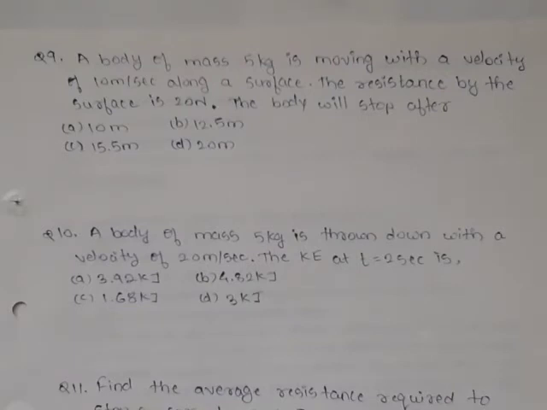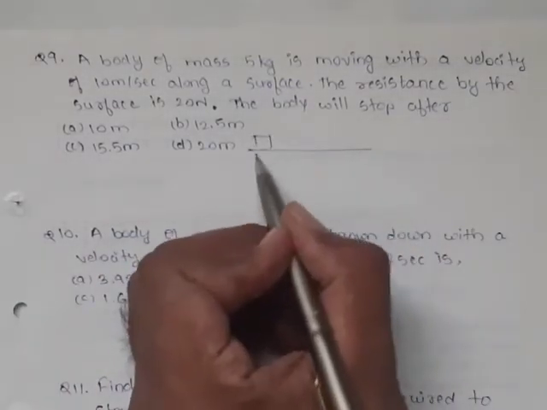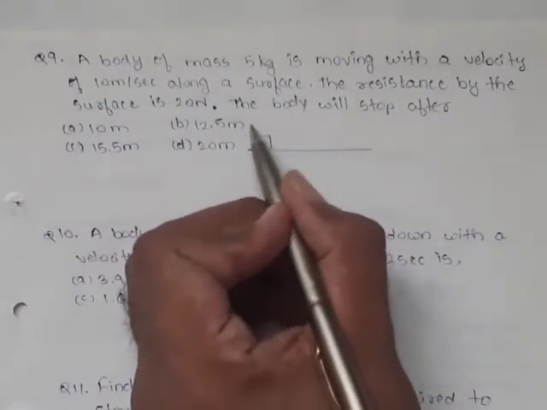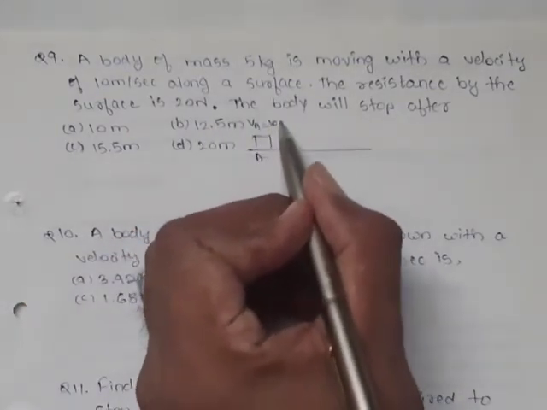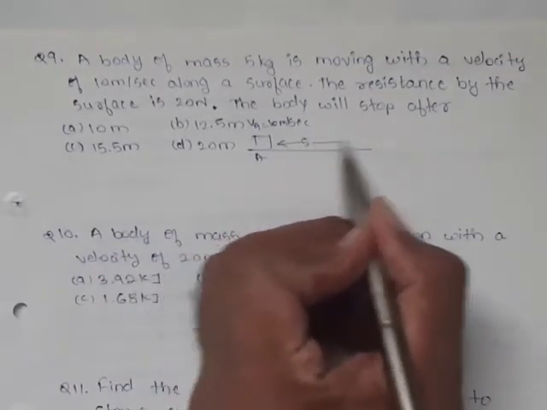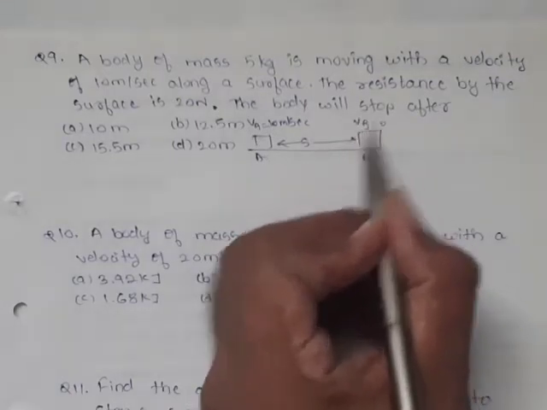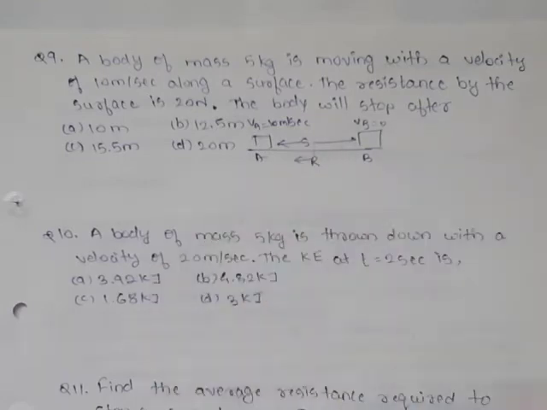Question 9. A body of mass 5 kg is moving with a velocity of 10 meter per second along a surface. Resistance by the surface is 20 Newton. The body will stop after. So here the body is moving along a surface at point A. Initially its velocity was 10 meter per second. It has traveled a distance s and then came to rest at point B. So VB is equal to 0. Resisting force R was acting opposite to the direction of motion, so work done will be negative.